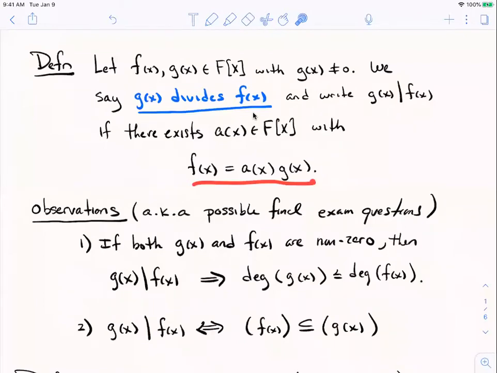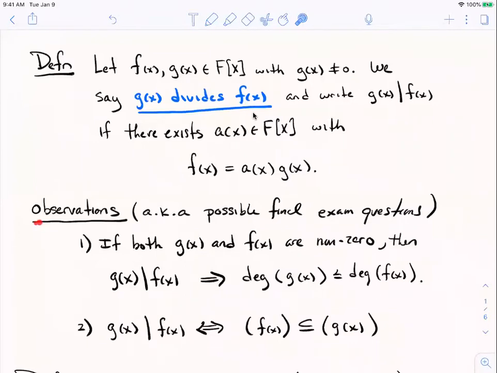I'm not going to say f of x is equal to a of x times g of x, because I'll go insane by the end of this video. So f is equal to a times g. That's what it means for g to divide f. f is a polynomial multiple of g is another way we can say that. You can use the same kind of language. So g divides f, f is a multiple of g, they mean the same thing.